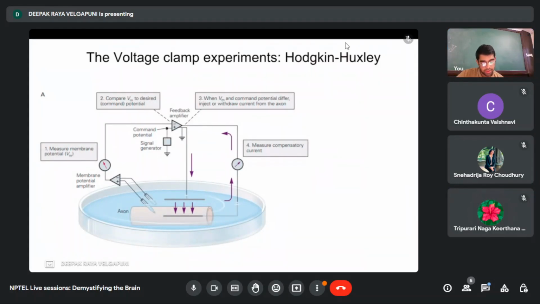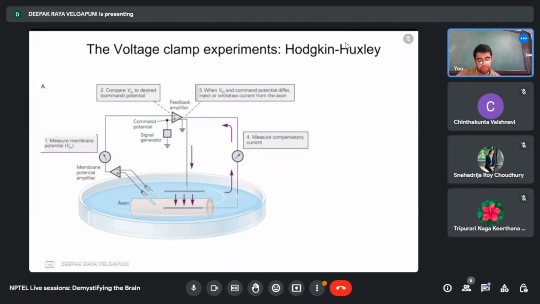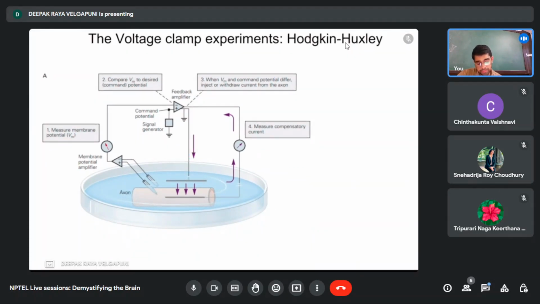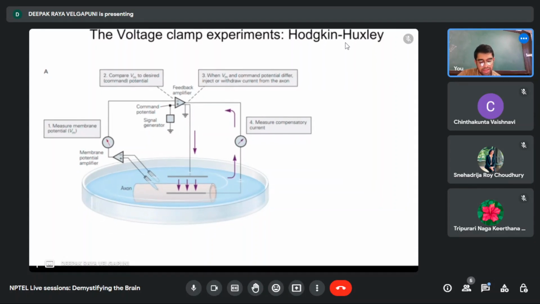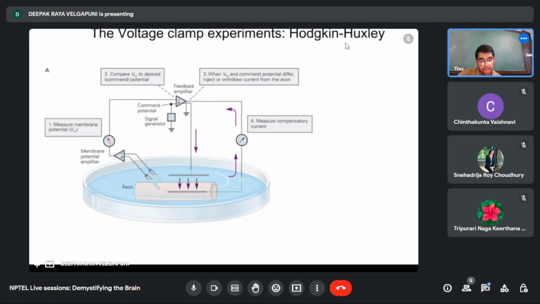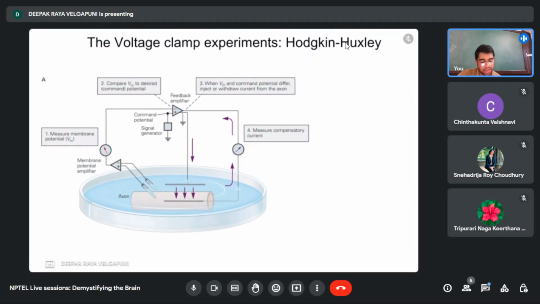Yes, sir. What did Hodgkin and Huxley do? They did an experiment called the voltage clamp experiment. What this device does is that you give a command potential, like let's say I want to keep the cell at some potential, say Vx. As soon as I give a control saying that I want this potential, this circuit, using a feedback amplifier, maintains the potential across the cell.